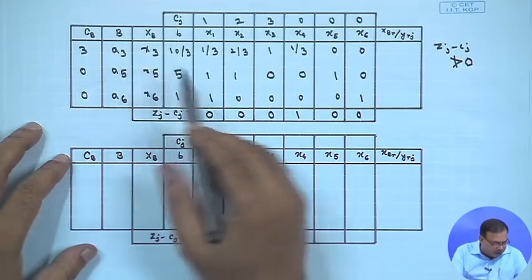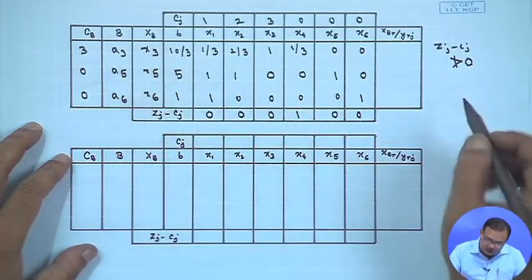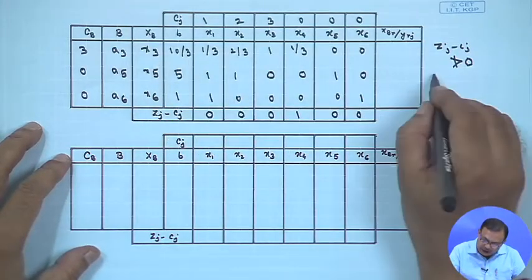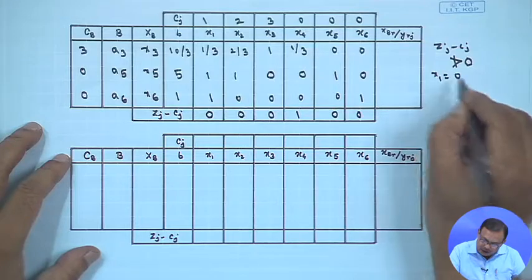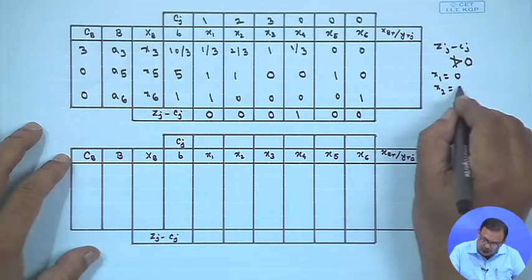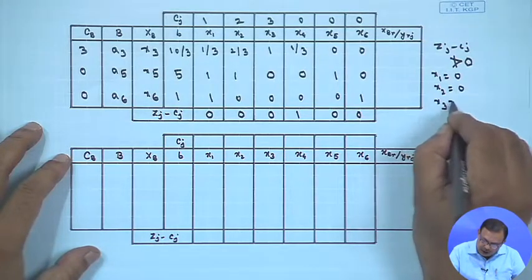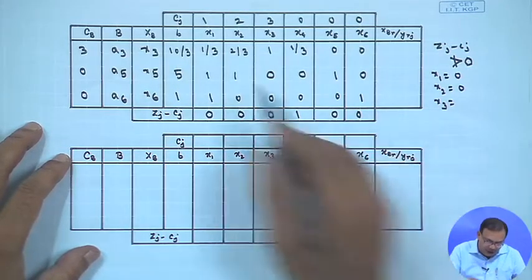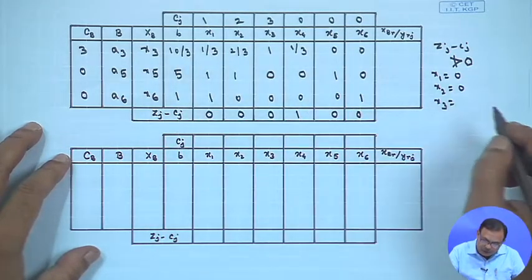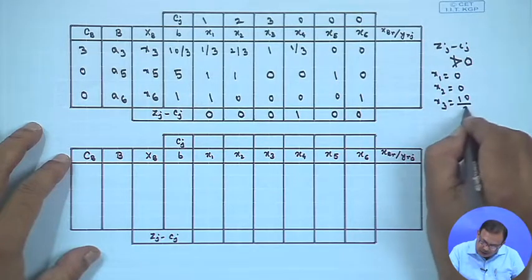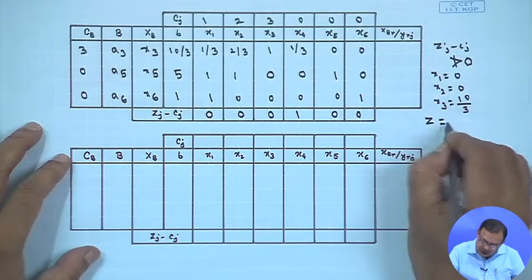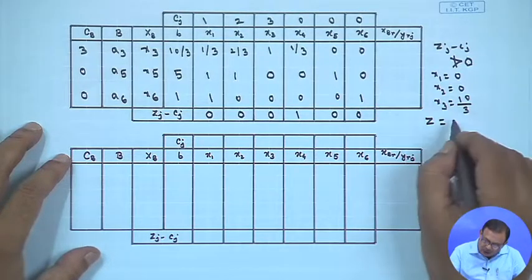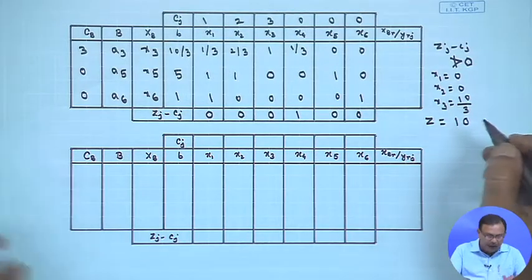So in this case, your optimal solution will be, in the basis you have only one decision variable x3. So in the basis your solution will be x1 is 0, x2 is 0 and x3 is 10 by 3. So therefore your x3 will be 10 by 3, and the maximum value of z you can obtain from here as z.